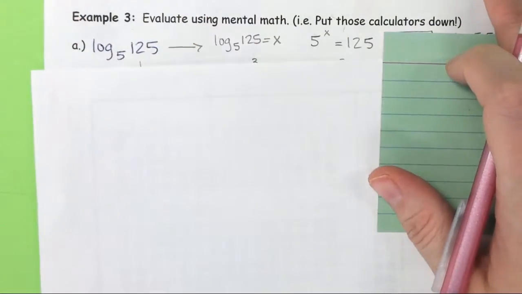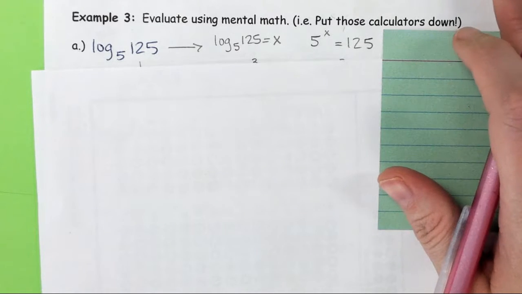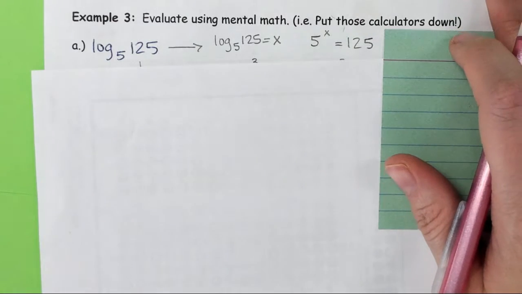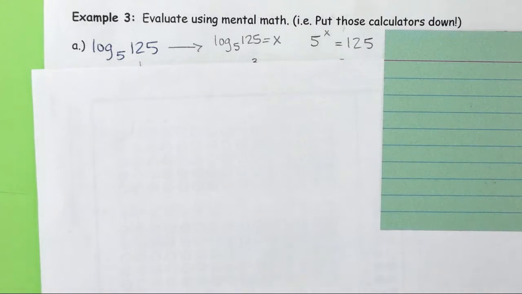5 to what power is 125? Okay, so you can use your power chart. Okay, so 5 to what power? Now, if you're using your power chart, you aren't going to be looking in a column. What are you looking for? The 5. Yeah, you're looking for the 5, right?